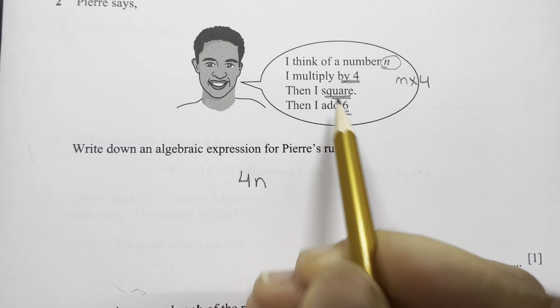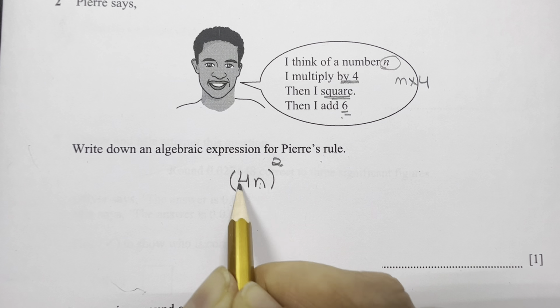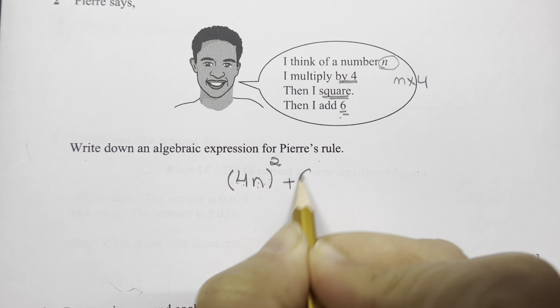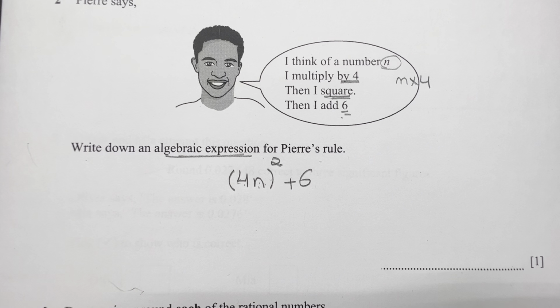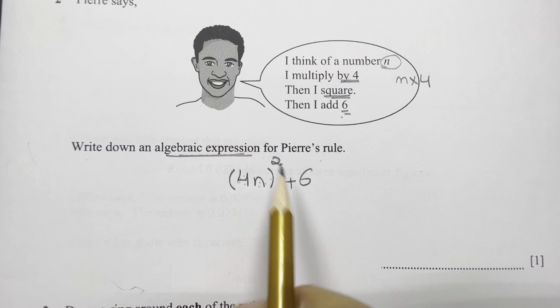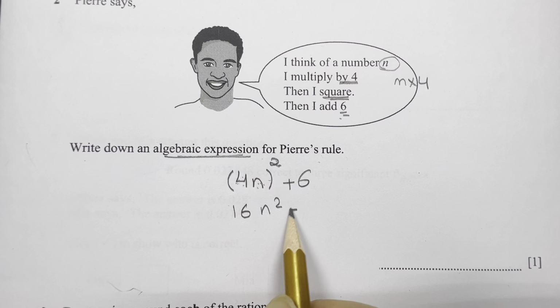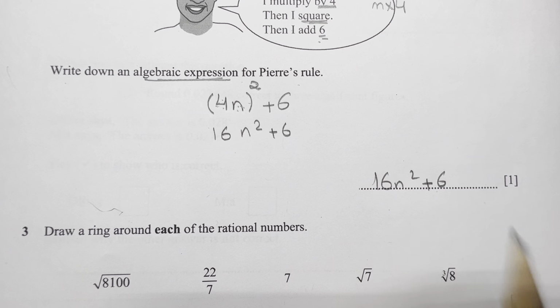Then square it means all to the power 2, not only the n, the whole thing to the power 2, (4n) squared. Then I add 6. But I should put the algebraic expression in the simplest form. So 4 squared is going to be 16, n squared plus 6. So the final answer will be 16n squared plus 6.